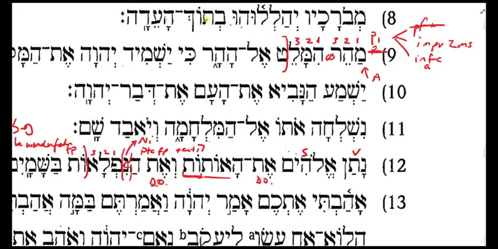How about Millat? Do I have a hey prefix as a possibility? Yeah. Now, which stems show a hey prefix possibility?